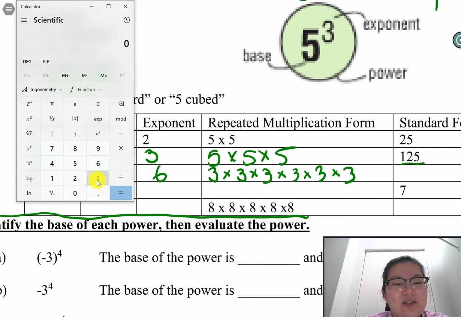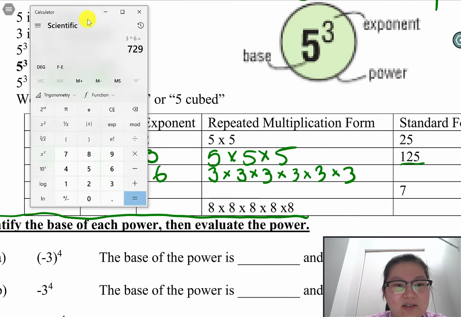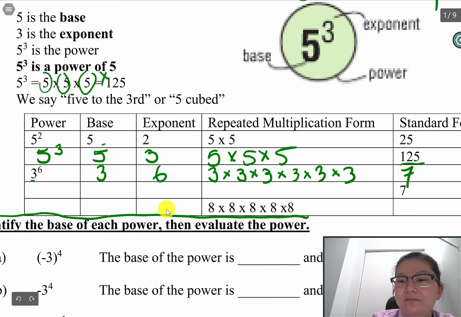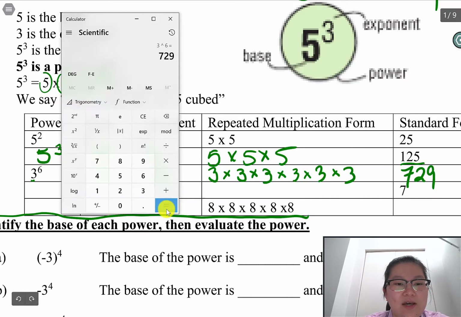So how we do this is if I want 3 to the power 6, I press 3, I press this button, and notice it gives me that little hat. The little hat means to the power of, okay? And I'm going to press 6. So 3 to the power 6, I press enter, and 729. Huh. I was totally off. Oh, 3 to the power 5 was 243. Okay, that's why. So, yes, 3 to the power of 6 is 729. You put that here for your standard form, and there you go.